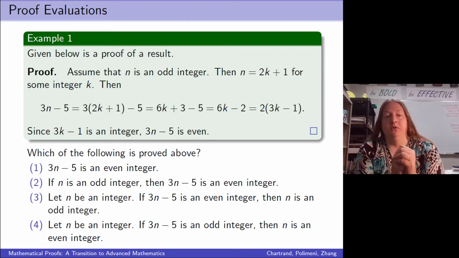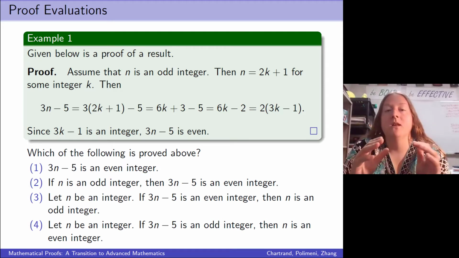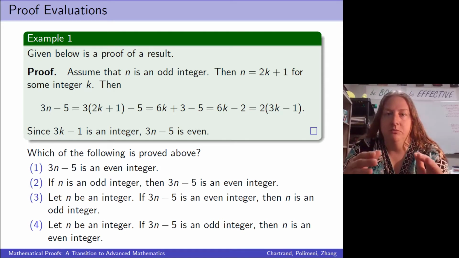So here's the example. We have a proof where we're going to assume n is an odd integer, then n equals 2k plus 1 for some integer k, and then we've got some arithmetic, and we come to the conclusion since 3k minus 1 is an integer, 3n minus 5 is an integer. And we're given 4 choices of what the result may be. But without those choices even, we can figure out what this is trying to prove.